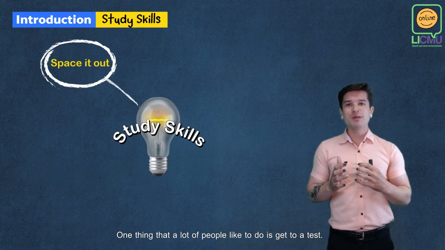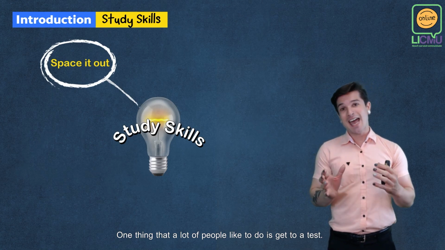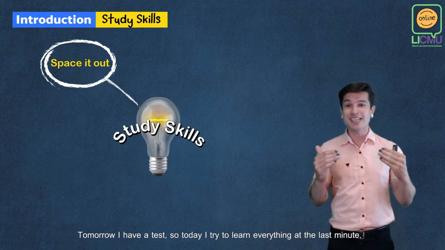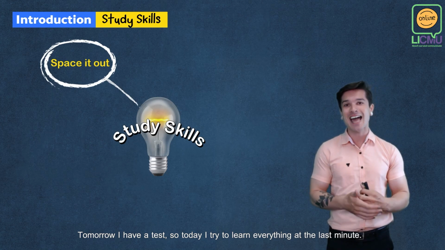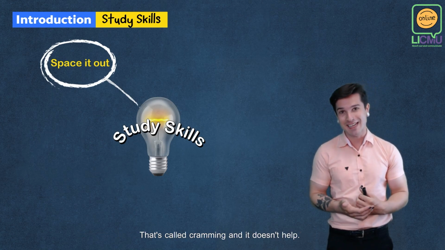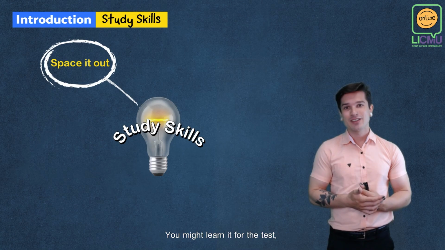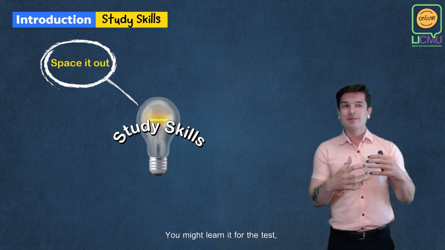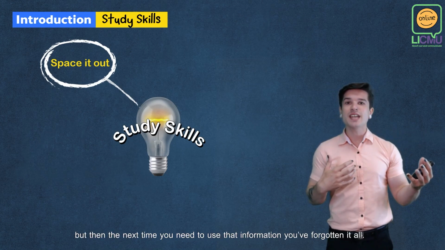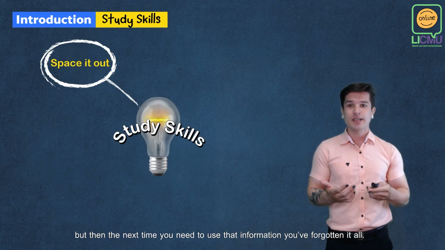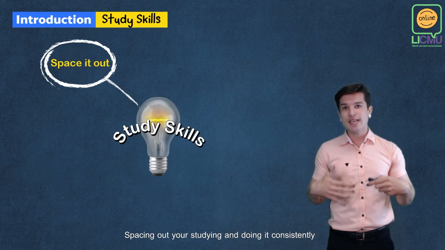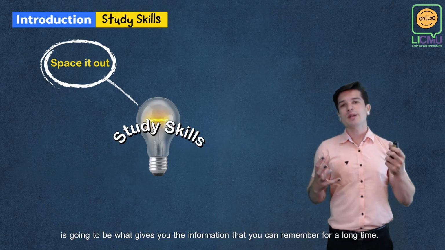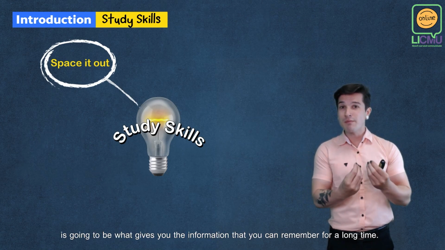One thing that a lot of people like to do is get to a test. Tomorrow I have a test, and so today I try to learn everything at the last minute. That's called cramming, and it doesn't help. You might learn it for the test, but then the next time that you need to use that information, you've forgotten it all. Spacing out your studying and doing it consistently is going to be what gives you the information that you can remember for a long time.